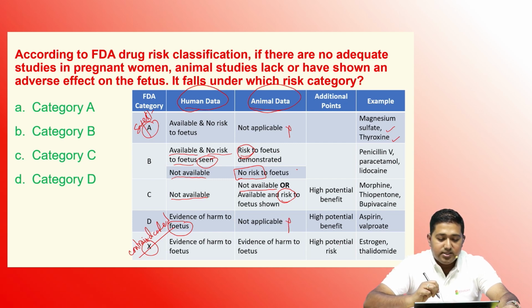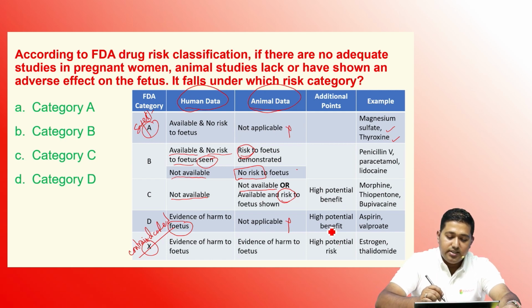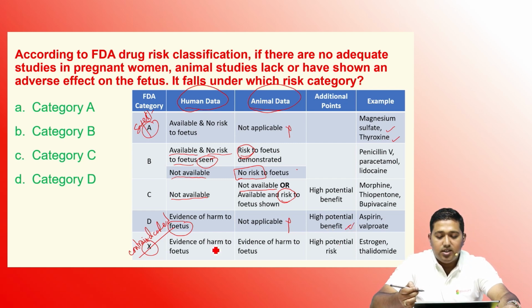Then moving to the last category, that is category X. Here both human studies as well as animal studies are showing harm to the fetus. Once they are showing the harm and there is a high potential of risk, you don't want to use them and they are contraindicated. The drugs in this category would be estrogen and thalidomide.